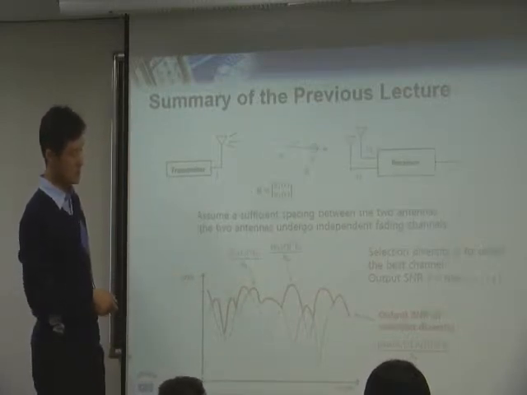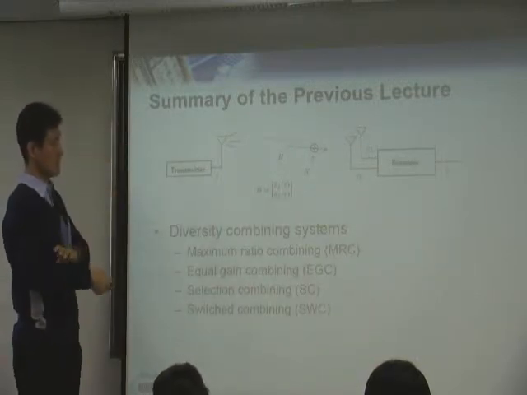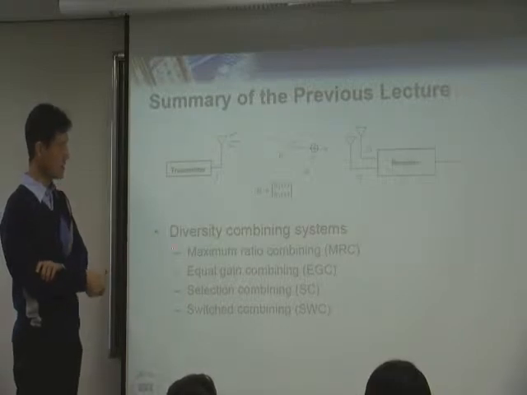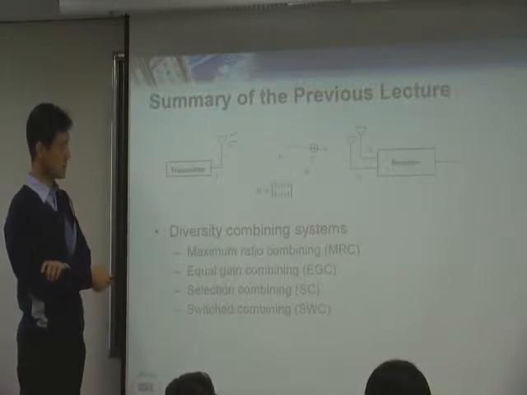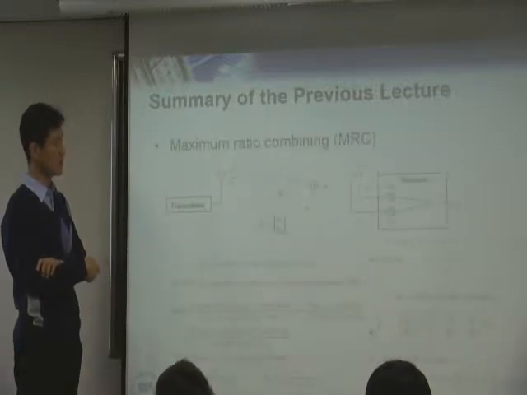Mathematically, it can be written this way. So that's one example, right? That is the selection combining that we just mentioned. But there are other ways to do it: maximum ratio combining, equal gain combining, switch combining. We already looked at this one last week.